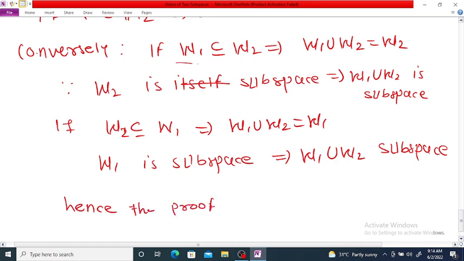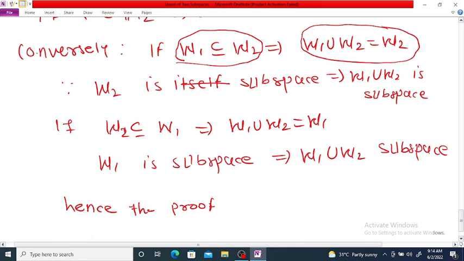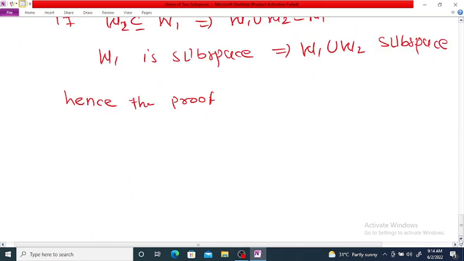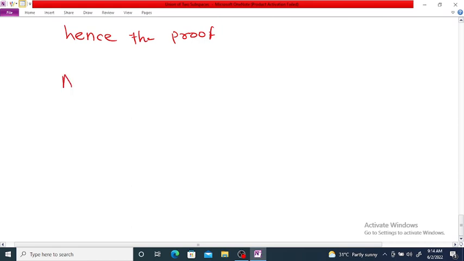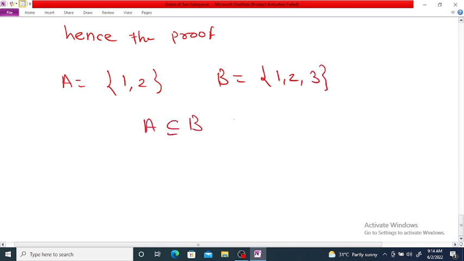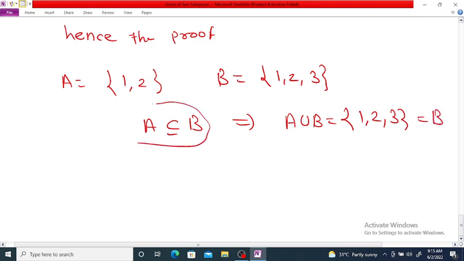I am going to discuss this. Why is W1 union W2 equal to W2 if W1 is a subset of W2? For example, take set A equal to {1, 2}, and take set B equal to {1, 2, 3}. Then clearly A is a subset of B. Then what is A union B? A union B is equal to {1, 2, 3}, which is equal to set B. So if A is a subset of B, then A union B is equal to B.